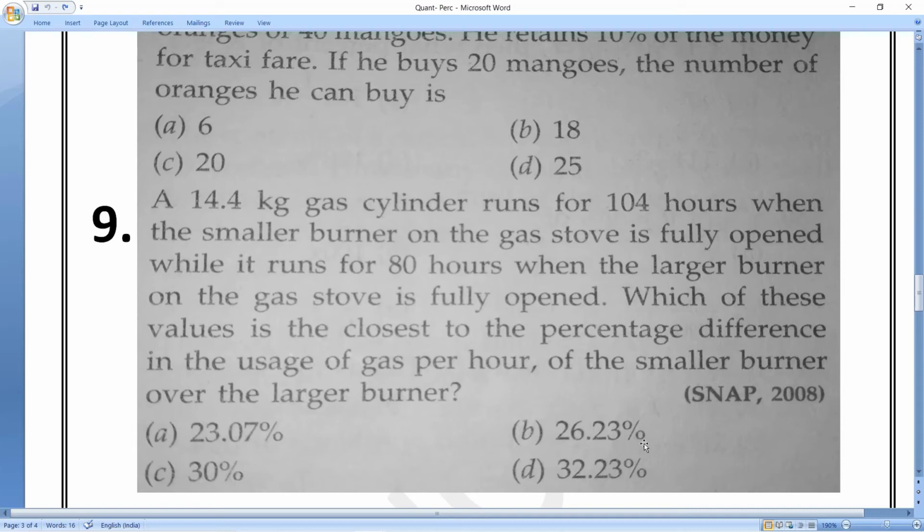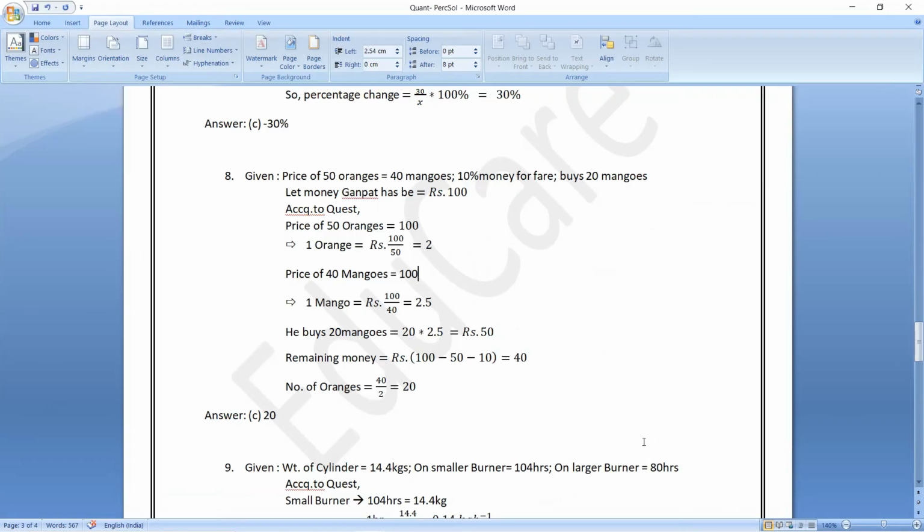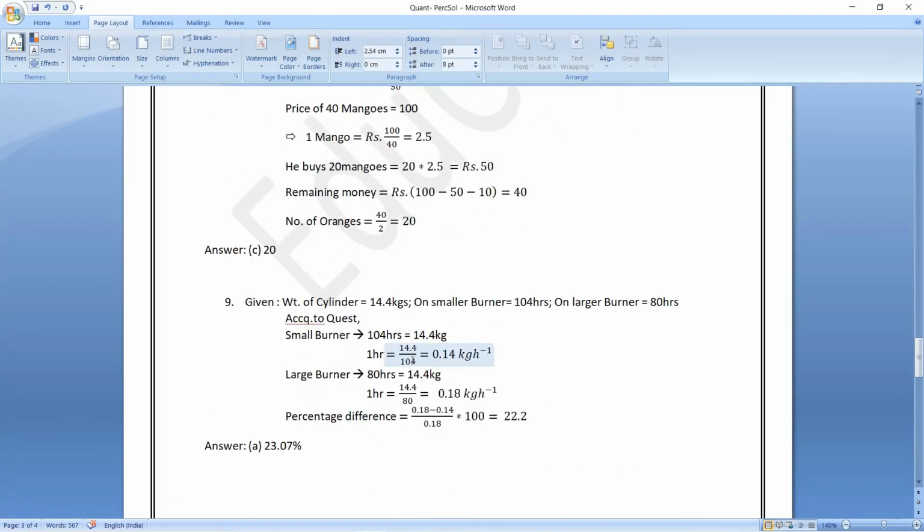Now what the question is asking is closest to the percentage difference. So percentage difference, we have to find out the percentage in the usage of gas per hour in comparison with the smaller burner with the larger burner. So gas per hour. So what we have done is first we have noted down the things. Then we are calculating gas per hour usage of each of the burners. For small burner, 104 hours burning, 14.4 kg. So for 1 hour, it is 0.14 kg per hour, that is gas per hour consumption. And for larger burner, it is 0.18 kg per hour.